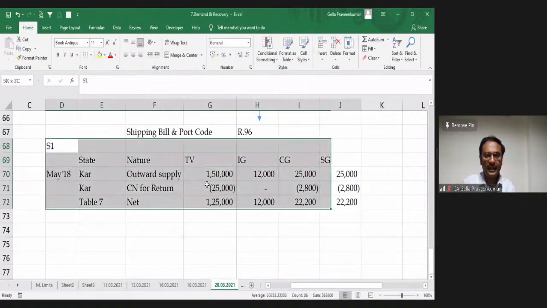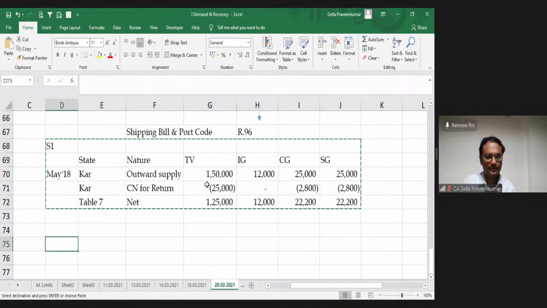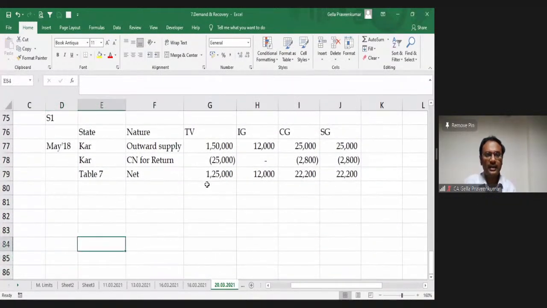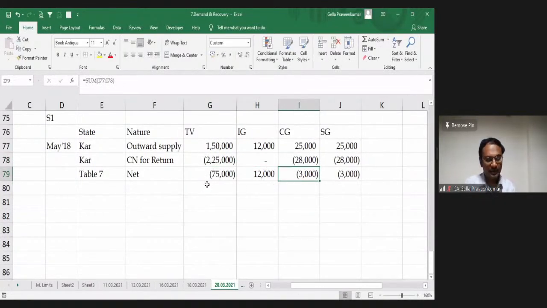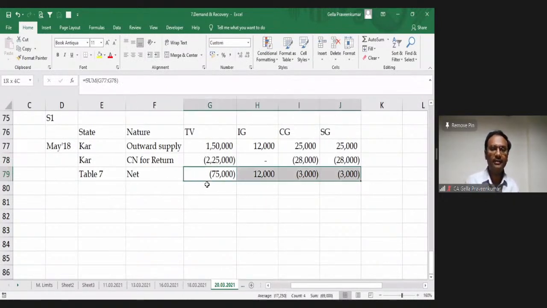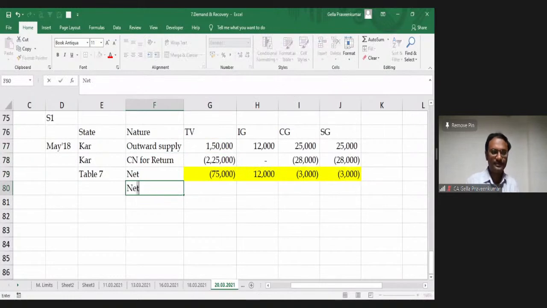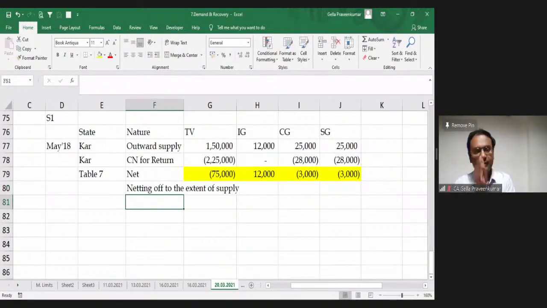Let me repeat this for scenario 2. Now, assuming I have sales of 1,50,000, I have sales written of 2,25,000, and my credit notes is worth 28,000. Now, so what will I do? Can I show negative value? Can I show negative value in my GSTR 1? Answer is a big no. I would say my netting off to the extent of supply. I have to net off to the extent of supply and show that value in my GSTR 1.